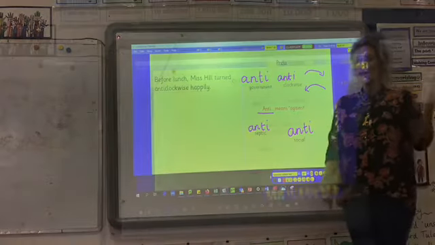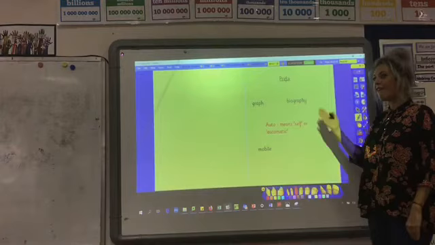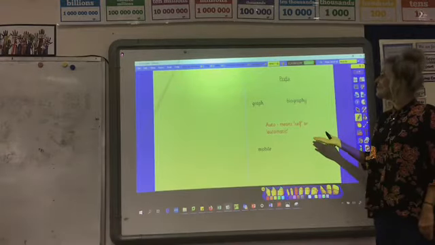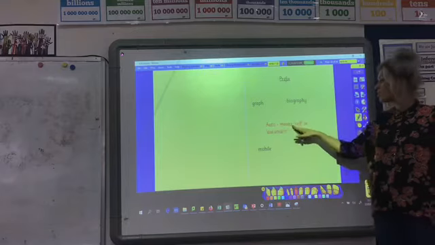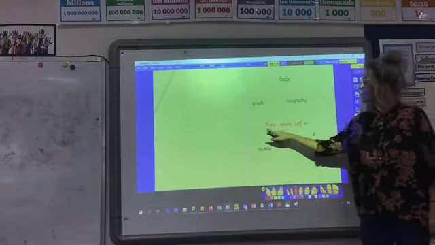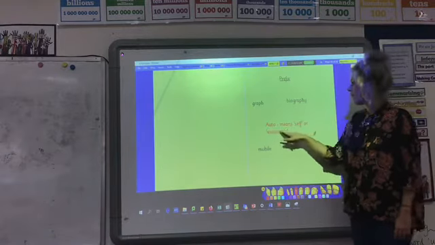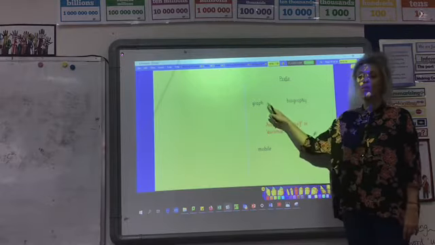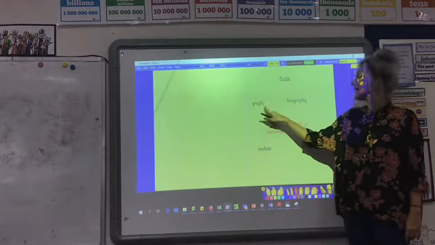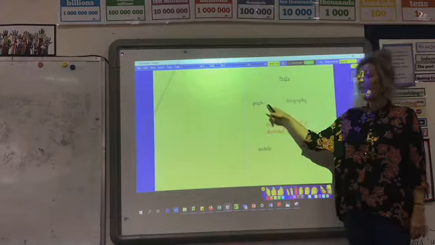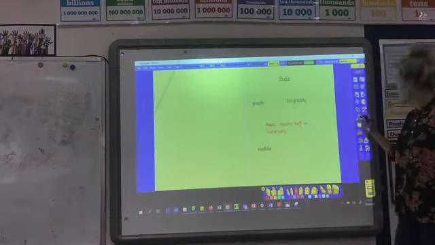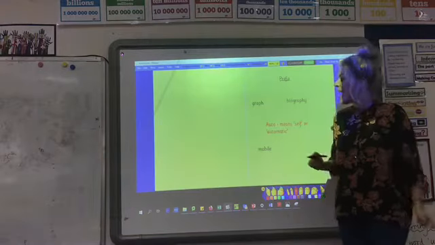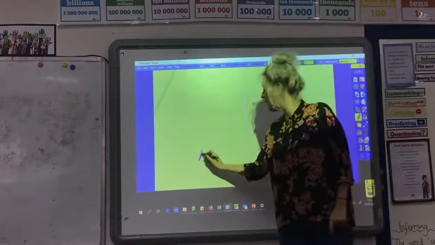Lovely, well done Year 4. Our final prefix of the day is auto. So auto means self or automatic, by itself, okay? So our first word, root word, is graph. Graph means to write. Now, autograph is your self-writing, and your self-writing is the way you write your name.